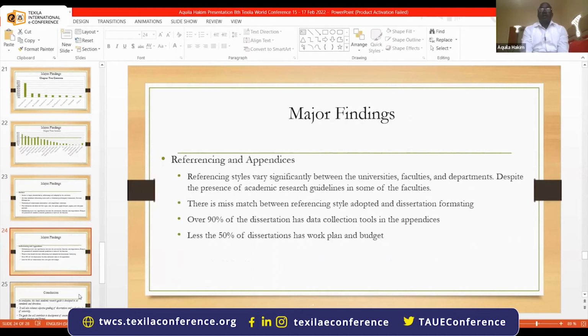References and appendices. Referencing style varies significantly between the universities, faculties, and departments, despite the presence of the academic research guideline in some faculties. There is mismatch between the referencing style adopted and the dissertation format. Over 90% of the dissertation has data collection tool in the appendices. Less than 50% of the dissertation has work plan and budget.